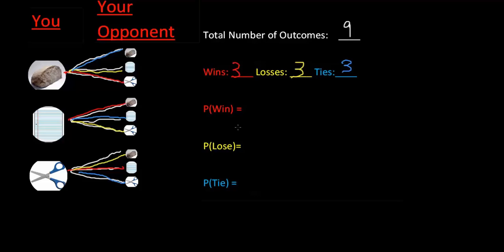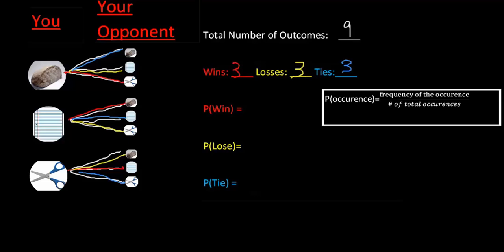Let's go ahead and determine the probability of winning. We describe the probability of an occurrence as the number of times the occurrence happens, or the frequency of the occurrence, divided by the total number of occurrences. So, for the probability of winning, we know that we've won 3 times. So we put a 3 in the numerator. And we know that the total number of occurrences is 9. So the probability of winning is 3 over 9.